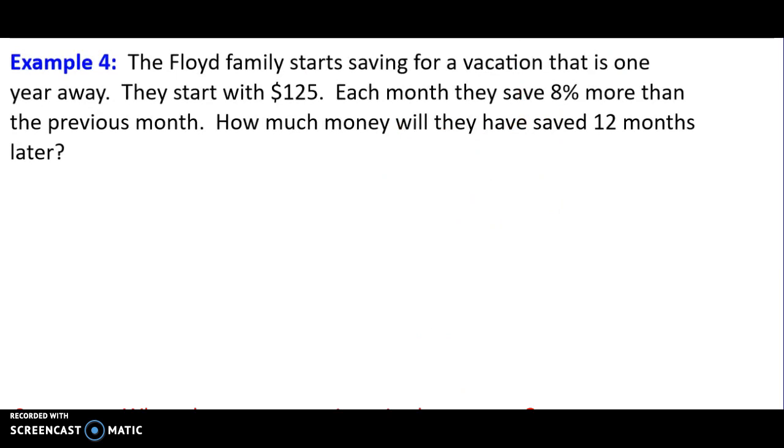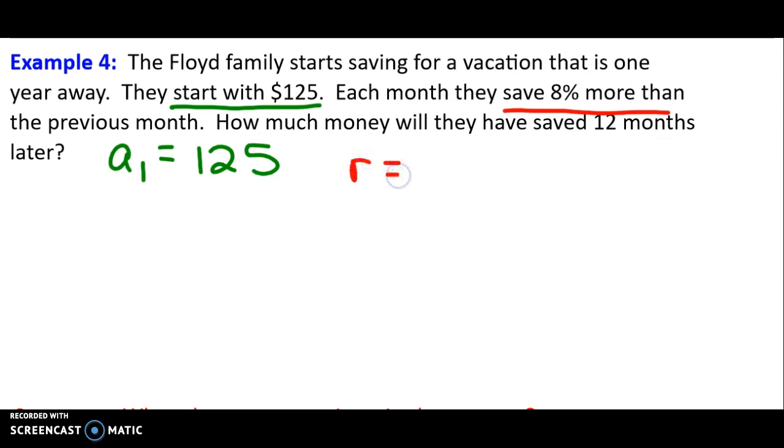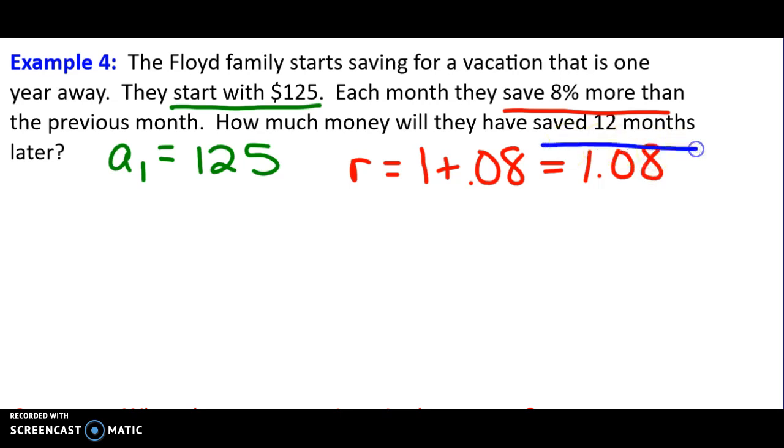Okay, last example here. It says the Floyd family is going on vacation. Oh, we are looking forward to that. They start with $125, so that means our a1 is $125. They're saving 8% more than the last month. So in the next month, they actually have their 125 plus 8% more. So their multiplier is actually 1.08. And then it says they want to save for 12 months. So that means our n, or our number of terms, is going to be 12.